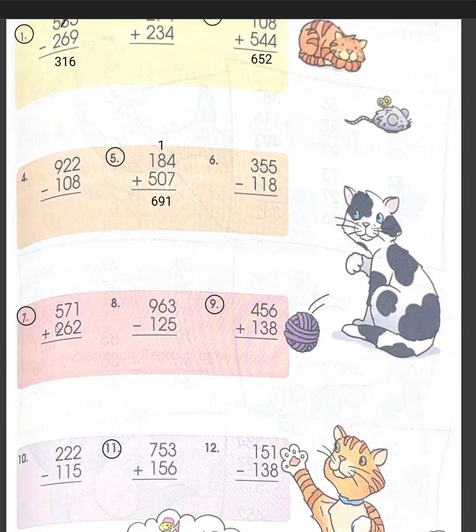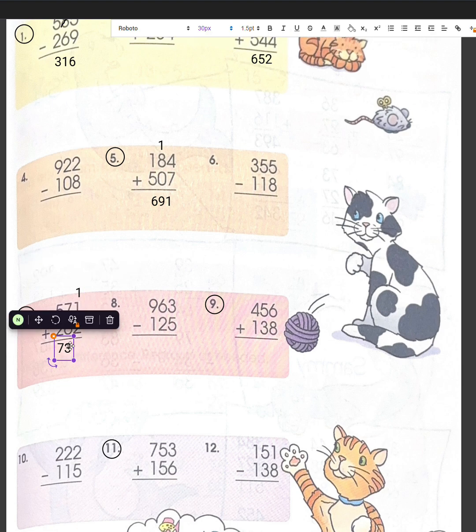Number 7, we have 571 plus 262. We do 5 plus 2, which becomes 7. Then we have 7 plus 6, which becomes 13. Take that extra 1 here. Do 1 plus 1, which is 2. And 2 plus 2 becomes 4.